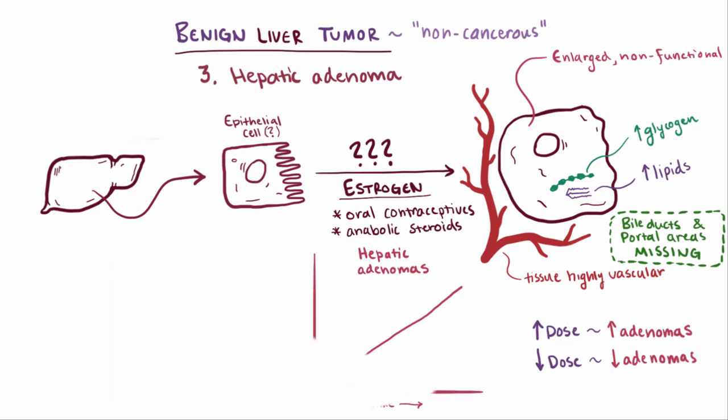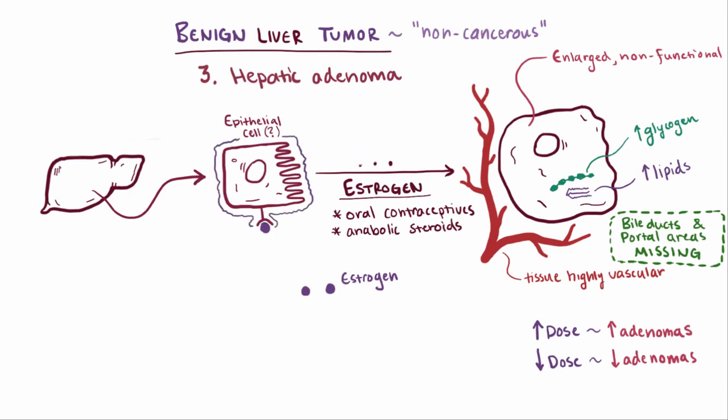That being said, how the estrogen influences the development of hepatic adenomas is unclear. One theory is that the estrogen might bind to estrogen receptors on the hepatocytes themselves and cause conversion of these hepatocytes into hepatic adenoma cells, though it probably has a lot to do with genetic predisposition or specific genetic mutations in combination with estrogen-based therapies.